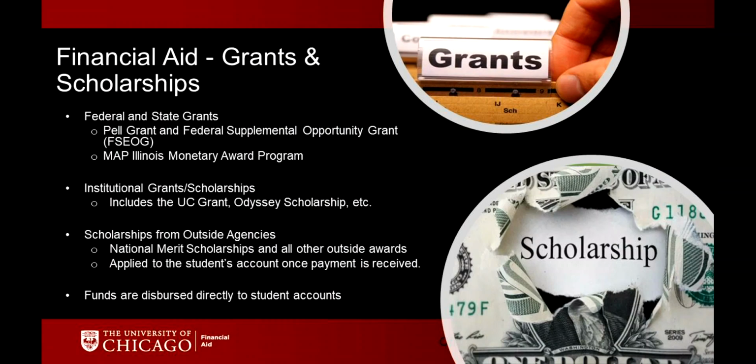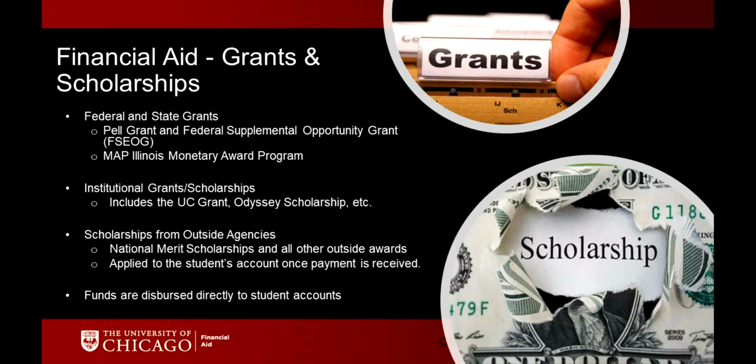Our institutional grants and scholarships, of course, can include the university grant, our Odyssey scholarship, and perhaps some merit funding if you're awarded that via the admissions office. And then, of course, scholarships from outside agencies. National merit recipients and any other kind of outside awards are applied onto your account. We do encourage students and parents to look for third-party grants and scholarships. So if you are a member of a religious or fraternal organization, or if your parents are a member of a union, check with their employer. Any kind of additional funding that you can get now is less the dollars that you may have to pay later on in the form of making use of a student loan or having to set up a payment plan.